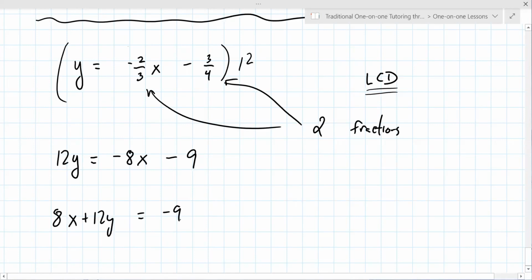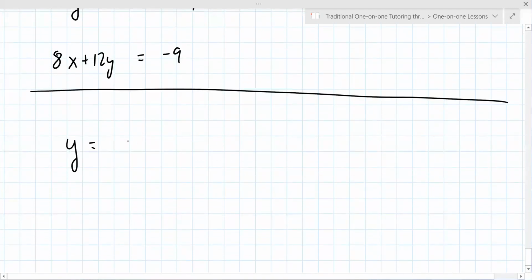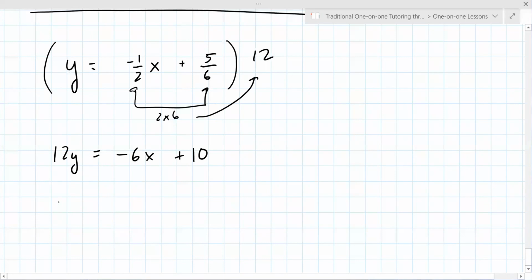Right. Now let's do an example where we talk about what you just said. So let's say it's y equals minus 1/2 x plus 5/6. Let's say you didn't know any better and you multiply by 12, because 2 times 6 is 12. Great. So we get 12y. You divide first, so minus 6x plus 10. And then you move this over. You get 6x plus 12y equals 10.